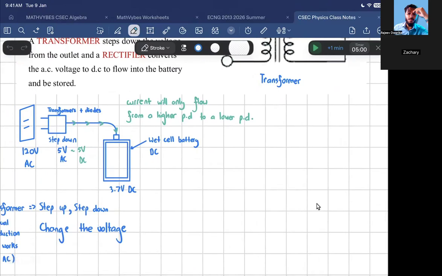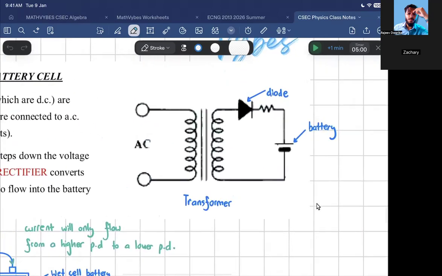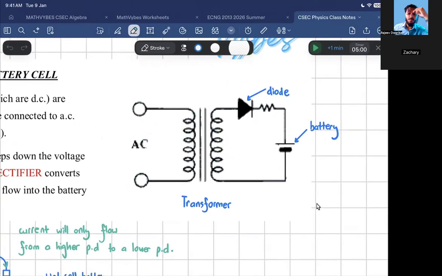The voltage from the socket is 120 volts and is AC as well. So the procedure would be it has to go through a transformer. And what did the transformer do again? It converted from AC to DC and brought down the voltage.